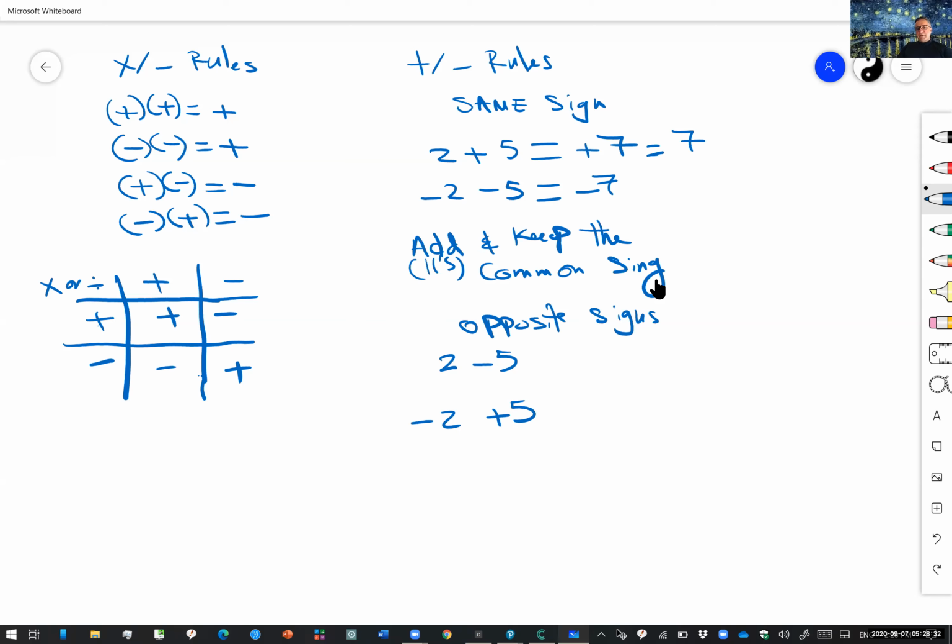Think of it this way. When the signs are opposite, you're going to get less of either, right? So that means the operation involved is going to be subtraction. Subtract the smaller number from the larger number. Of course, we're talking about absolute values, right? So subtract 2 from 5, you get what? 3. But since 5 is the larger number, you're going to take that sign. So the overall result is going to be -3.